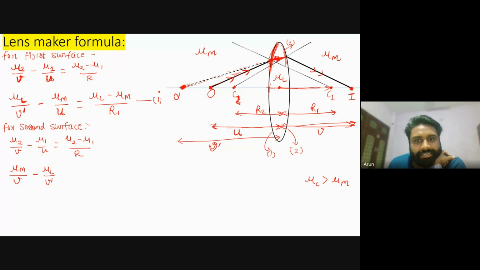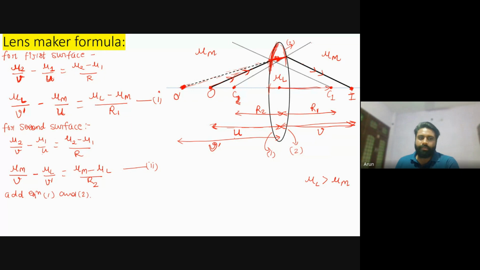because O dash is present at a distance of v dash, equals to, again, mu2 minus mu1 upon R. Mu2 we have considered mu m, minus mu L, divided by R2. Okay, got it? Add these equations, equation 1 and 2. If we add these equations, this mu L by v dash and this mu L by v dash get canceled out.